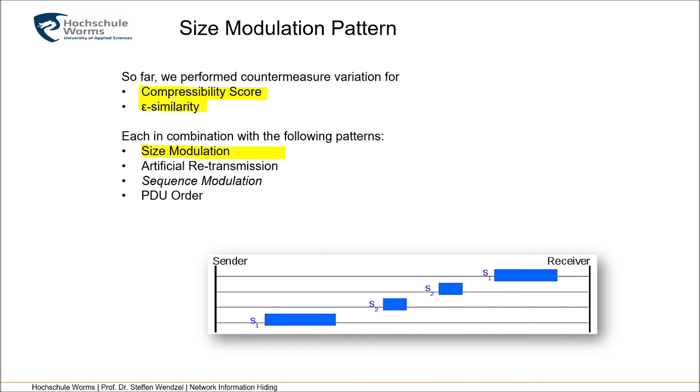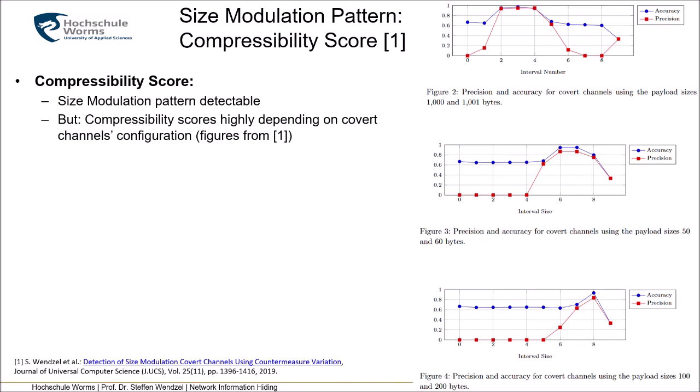So the size modulation is something that we worked with using the compressibility score, the Epsilon-Similarity, and a third metric called regularity metric that you also find explained in our paper. But I think for didactic purposes, it's enough here to discuss the first two because I introduced them. So size modulation was simply that we encode secret symbols using different packet sizes. I won't go into all the details of how we did it. It's similar to the previous two approaches.